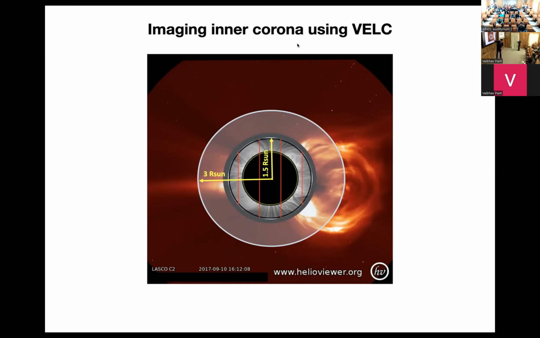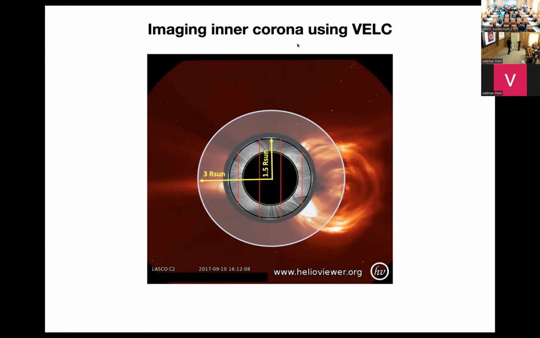The image inside this red region is not the real image. It is something that I have put up here, and this field of view is the field of view of Aditya VELC. You can see the VELC field of view starts from very close to the Sun, 1.05 R0, all the way up to 3 R0, while LASCO C2 starts from 2 solar radii. That means with Aditya, we will have information about what is happening in the inner corona, below 2 R0, how the corona is behaving below 2 R0. That was not accessible until now.